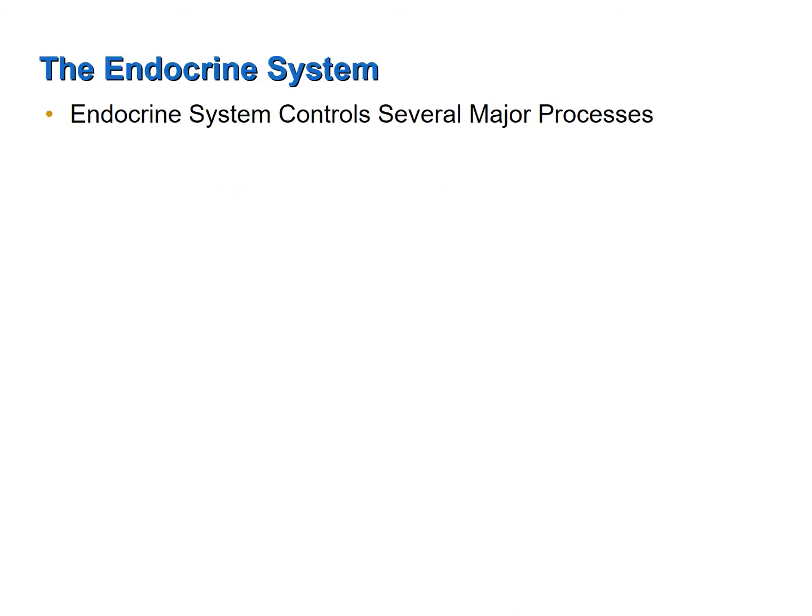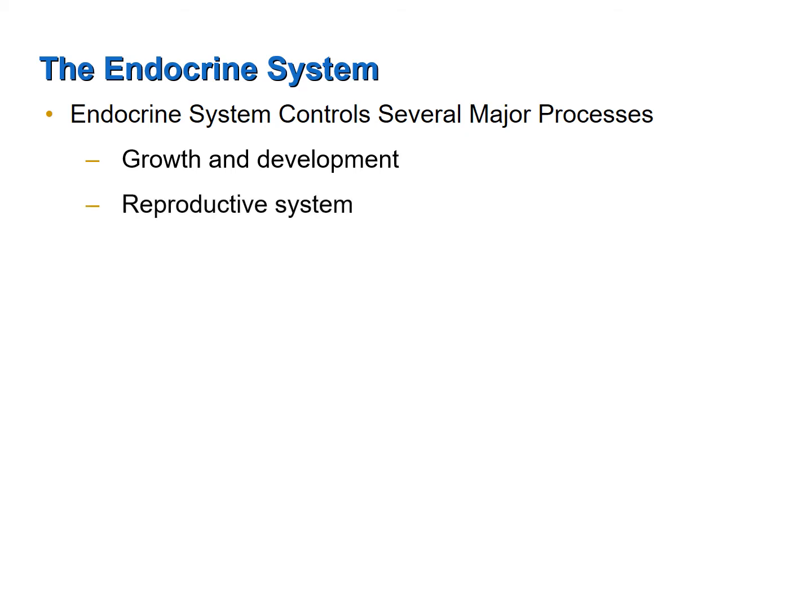I want to highlight several major processes that are principally controlled by the endocrine system. We've already talked about growth and development, so I will not elaborate further there. The proper formation or development of the reproductive system is also under the control of the endocrine system. And after the reproductive system is fully developed by the end of puberty, maintaining the function of the reproductive system is the responsibility of the endocrine system.